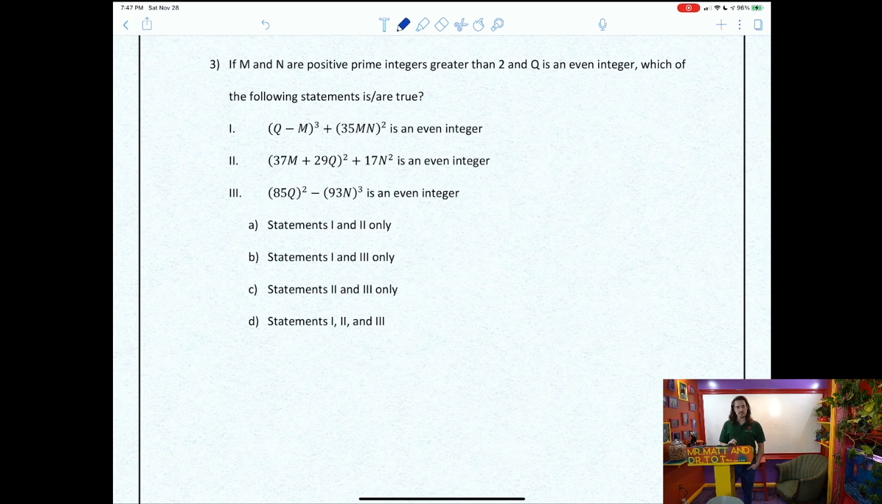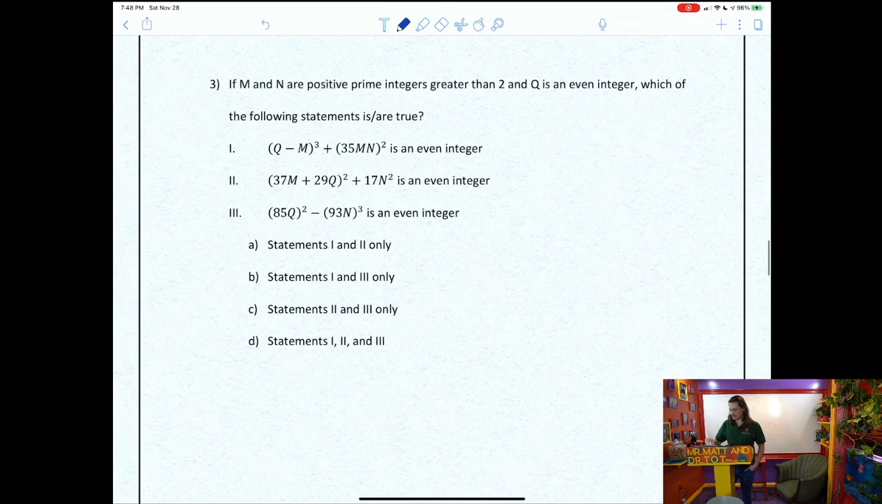Take a few moments and solve that problem, please. So once again, they didn't change the domain. If we wanted to rely on substitution, we could use 3 for m, 5 for n, and 2 for q because they satisfy those characteristics described in the question: prime positive odds greater than 2 for m and n, and an even number for q.